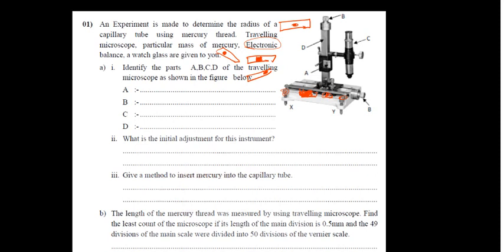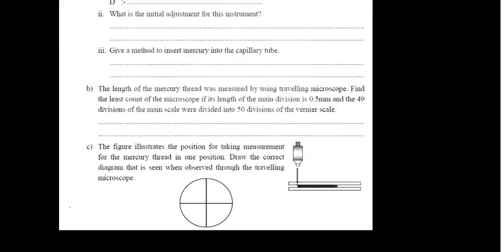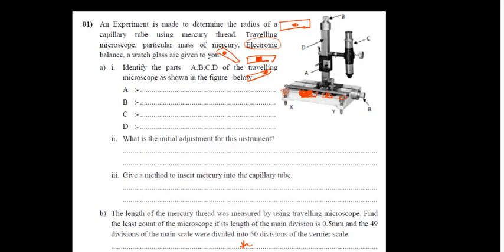Give a method to insert mercury into a capillary tube. You still don't know this method yet, so it's also a future lesson thing. Technically I can tell you, you simply won't be able to do any of these questions related to the traveling microscope. The only thing you can do is get the reading, name the parts, and show the positions. That's it, nothing else. So no need to worry. That's all you need to know about the traveling microscope.